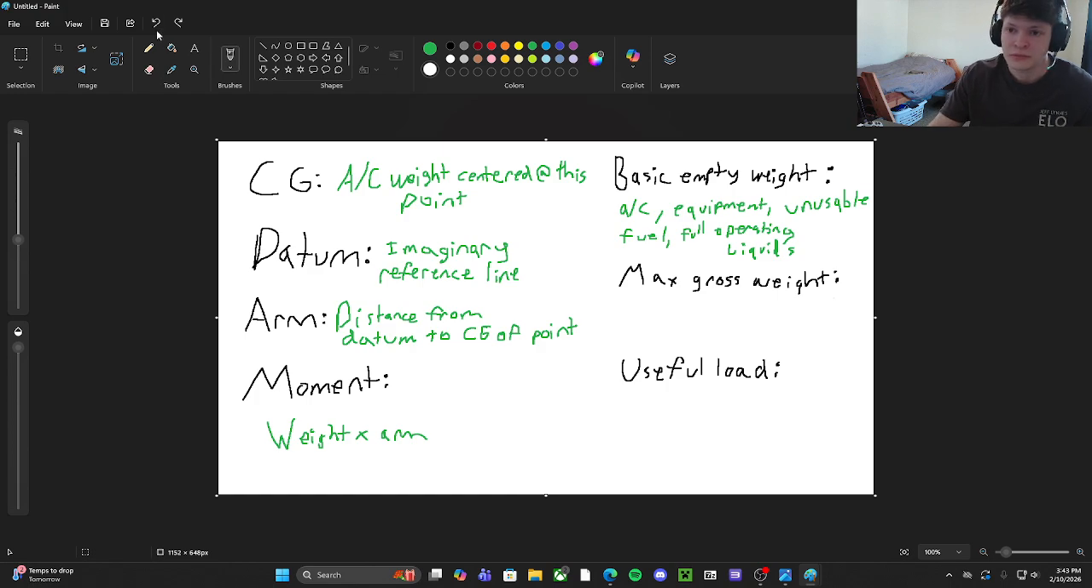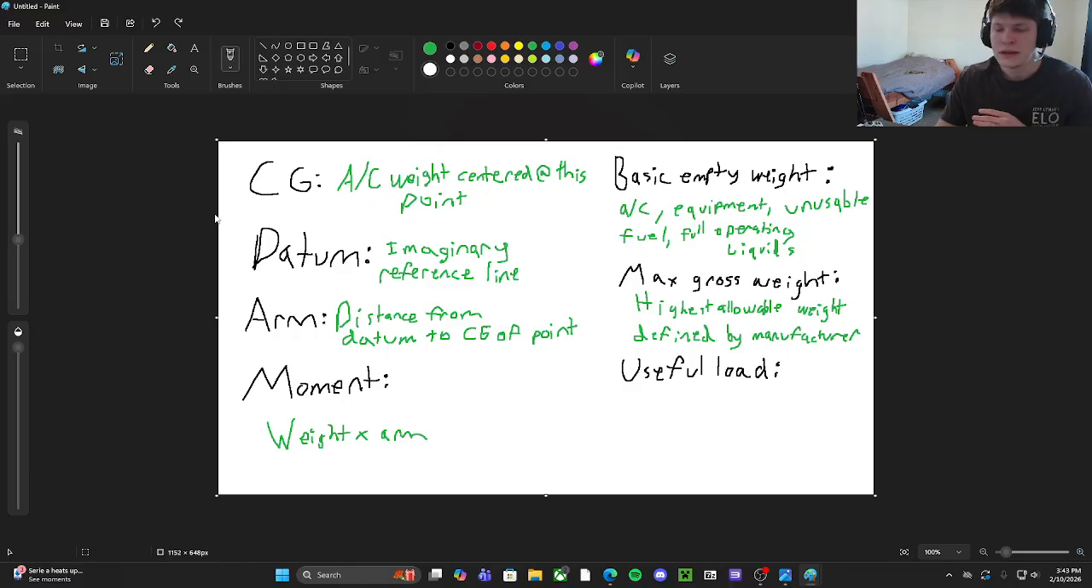Then we have max gross weight, which is determined by the manufacturer, and that's just the maximum weight that the aircraft can weigh, the highest allowable weight of it. We can't go any higher than that. And then lastly, we have useful load, which is our max gross weight subtracted by the empty weight. It's just what the aircraft can carry.